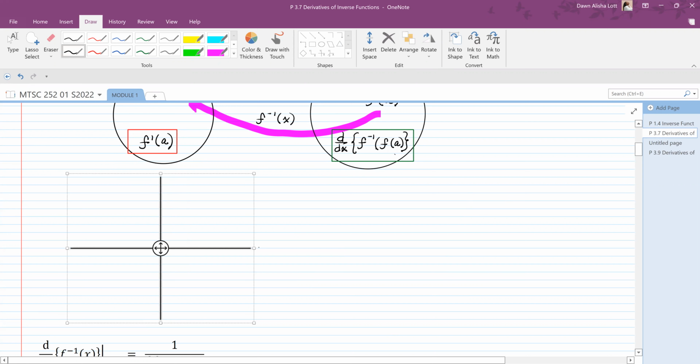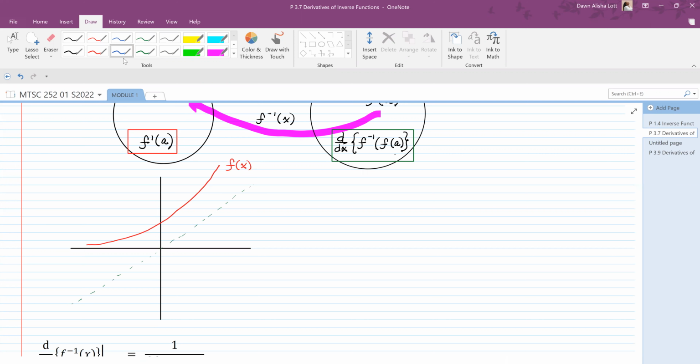Okay, so here's some function f of x. So f of x may look like this. And we know that since we're replacing y with x, f inverse is exactly as if I flipped it over the line y equals x. So f inverse is this function. Okay, so this is f inverse. This is the function f inverse of x.